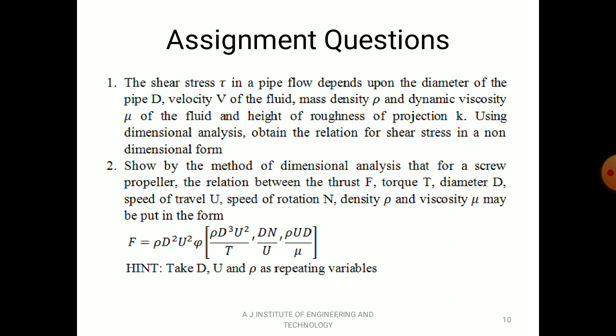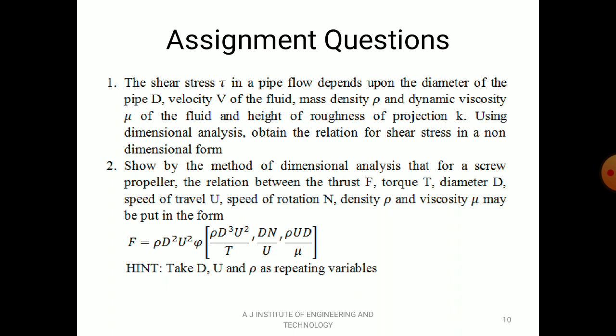They gave a hint: take D, U, rho as repeating variables. Even if they were not going to give a hint, you can go through the geometric property here. Diameter is given, length is not there. Even if length is also given, diameter should be given first preference. Then for flow property, you can see velocity is there, then N is there. So importance should be given to velocity, that is capital letter U. Then fluid property, that is rho and mu, both are there. So importance should be given to rho.